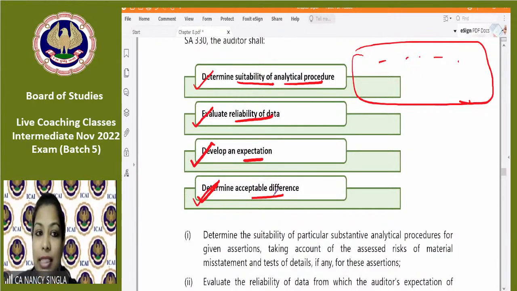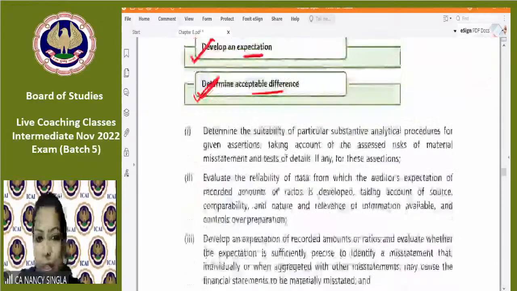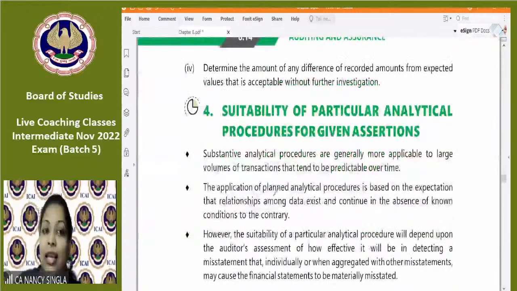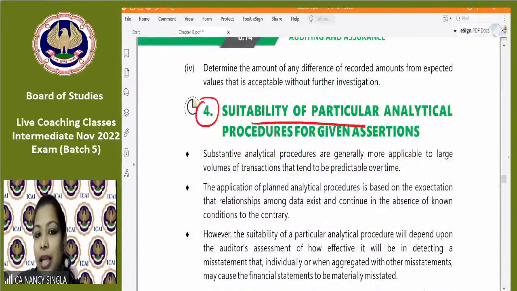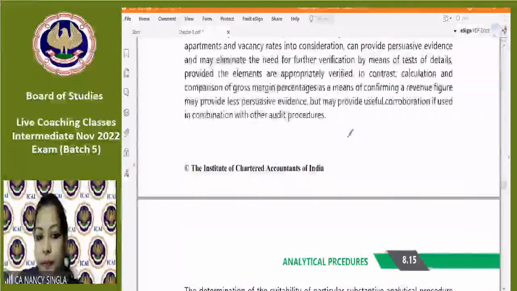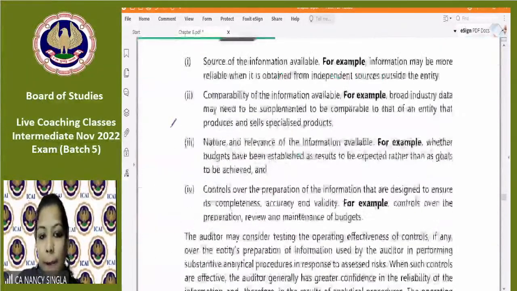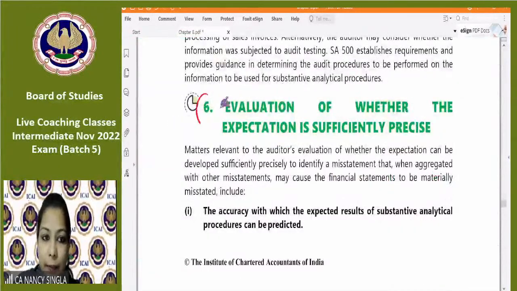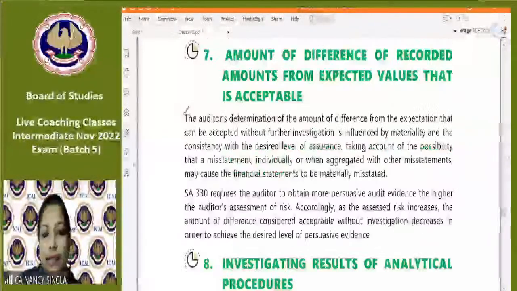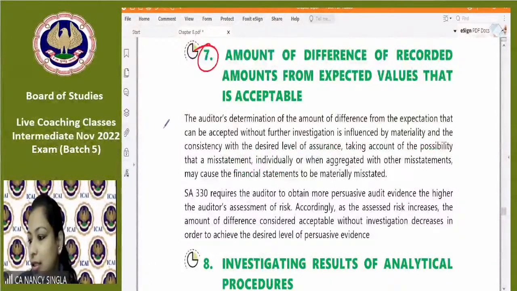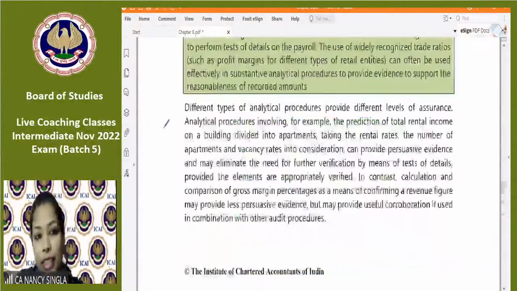So what are all these? See, these 4 points are mentioned here as 1, 2, 3, 4, and then these are explained in these paragraphs 4, 5, 6 and 7. ठीक है? So let us have a look at these points.